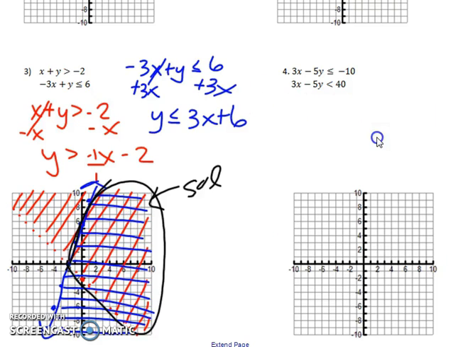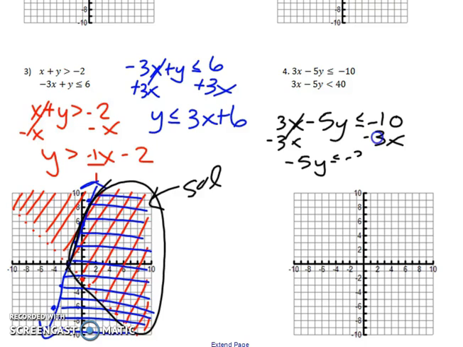Let's look at number 4. I'm going to, again, put it in y equals mx plus b. So let me rewrite that problem right here. So negative 5y is less than or equal to negative 3x minus a 10. Divide by a negative 5. Make sure you flip your sign. Positive 3 over 5x plus a 2.